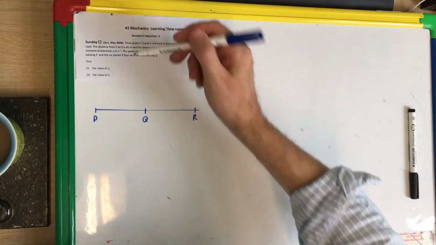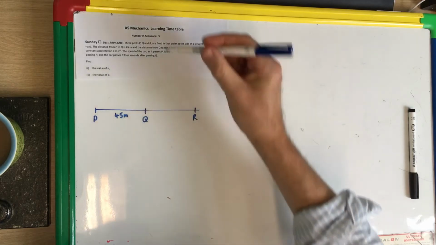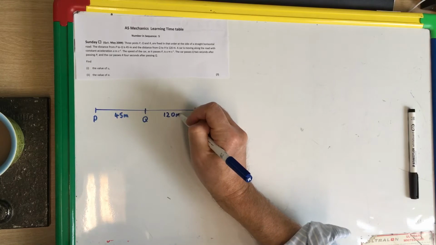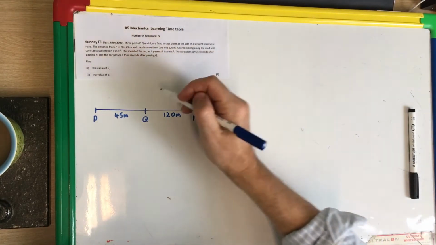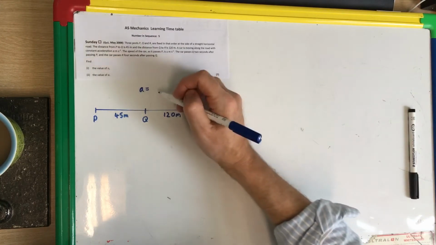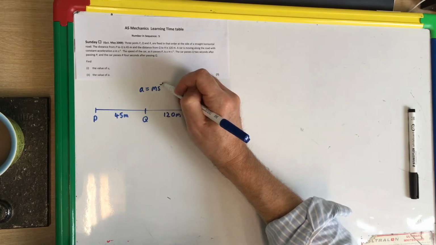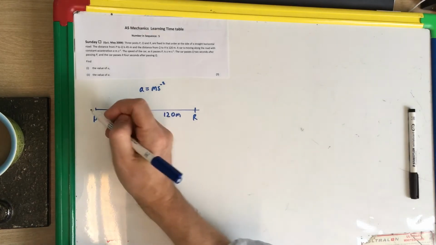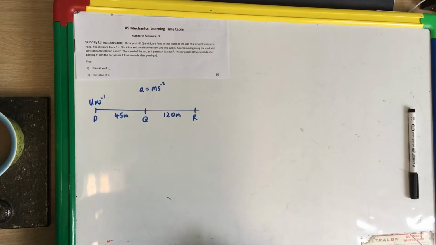The distance from P to Q is 45 metres. So I'm going to put 45 metres. And the distance from Q to R is 120 metres. 120 metres, there we go. The car is moving along that road with constant acceleration, so the acceleration is the same all the way along there. a metres per second squared, we don't know what that is. And the speed of the car as it passes P is u, so we don't know what that is. u metres per second, the initial velocity.